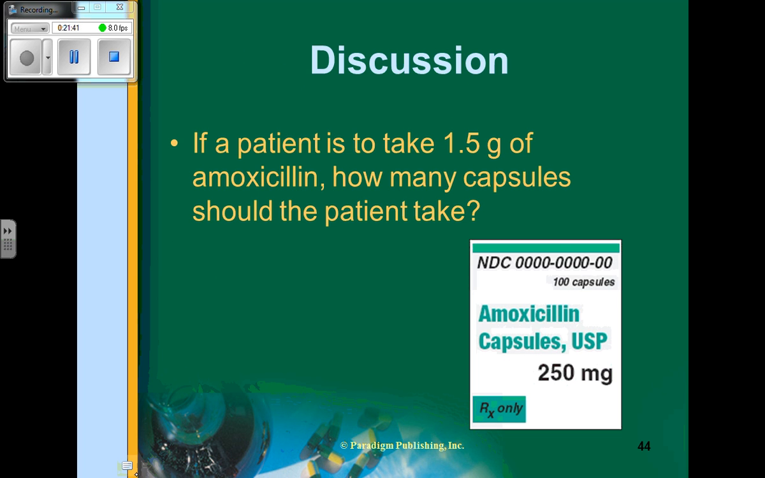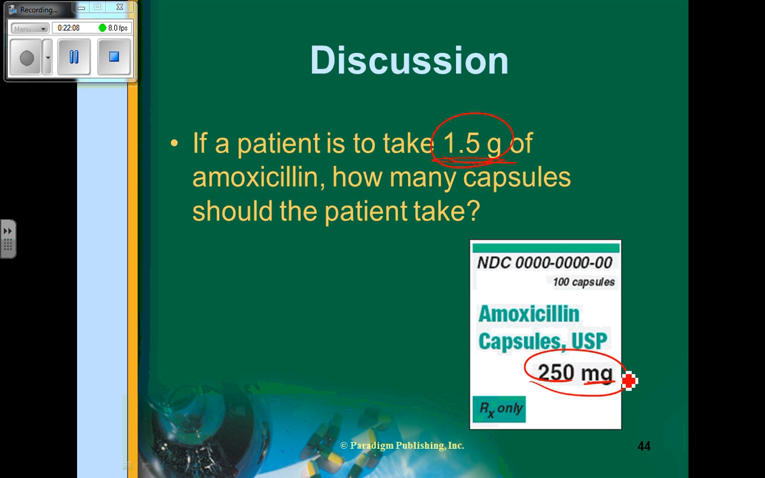So here is the question. If a patient takes 1.5 grams of amoxicillin, how many capsules should the patient take? Okay, so if you look at this label here, it comes in 250 milligrams. So what you're going to have to do is convert your 1.5 grams over to milligrams and then divide by the 250 per one capsule.